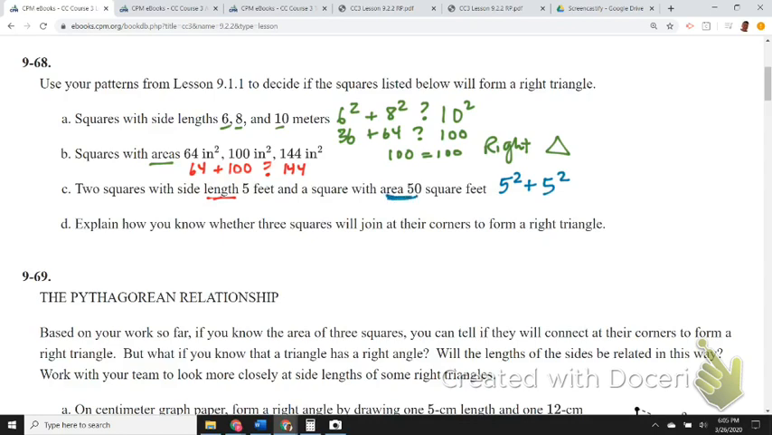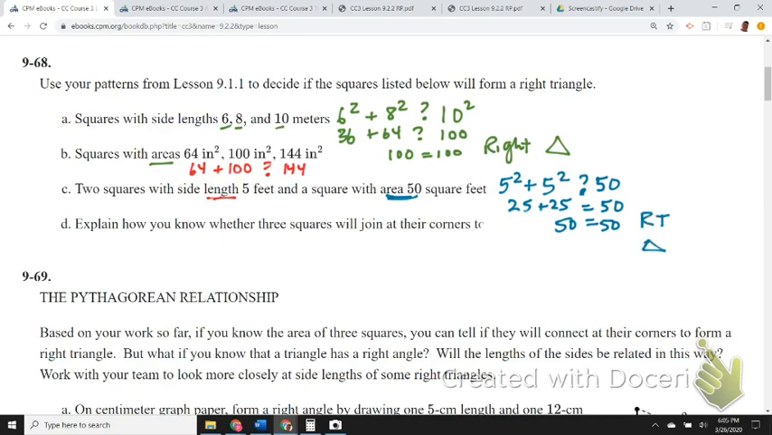It's already given me the area of 50. So again, I'm not going to square 50. It's already given me the area of 50. So 5 squared is 25 plus another 25. Does it equal 50? Absolutely it does. 25 plus 25 equals 50. So therefore 50 equals 50, right triangle.